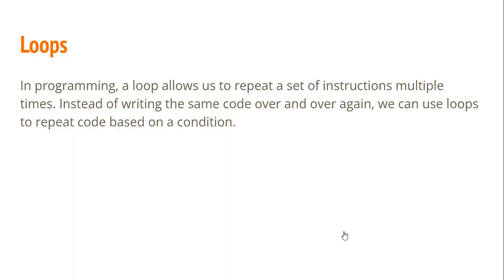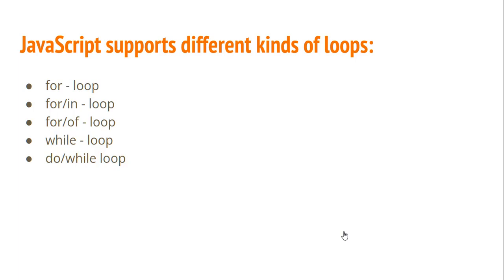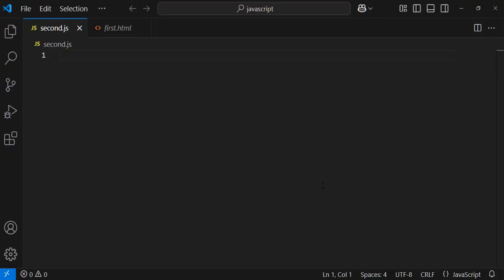In programming, a loop allows us to repeat a set of instructions multiple times. Instead of writing the same code over and over again, we can use loops to repeat code based on a condition. JavaScript supports different kinds of loops: for loop, for in loop, while loop, do while loop. In this tutorial, we are going to discuss only the for loop, for in loop, and for of loop.